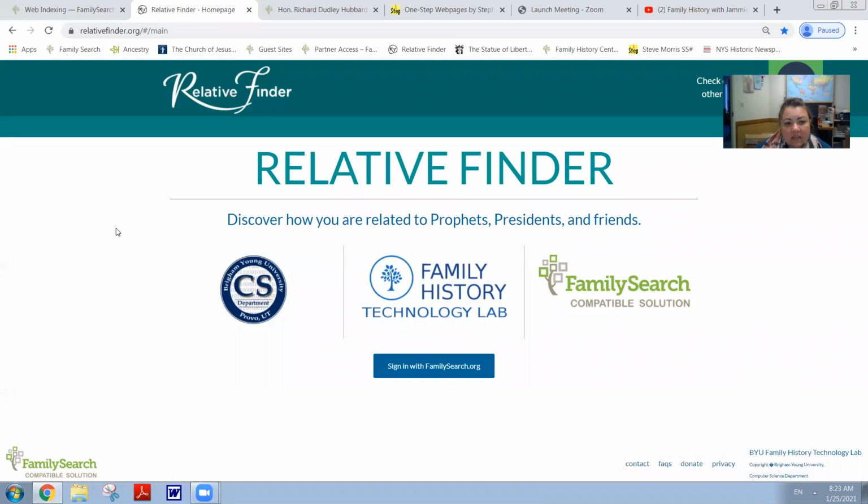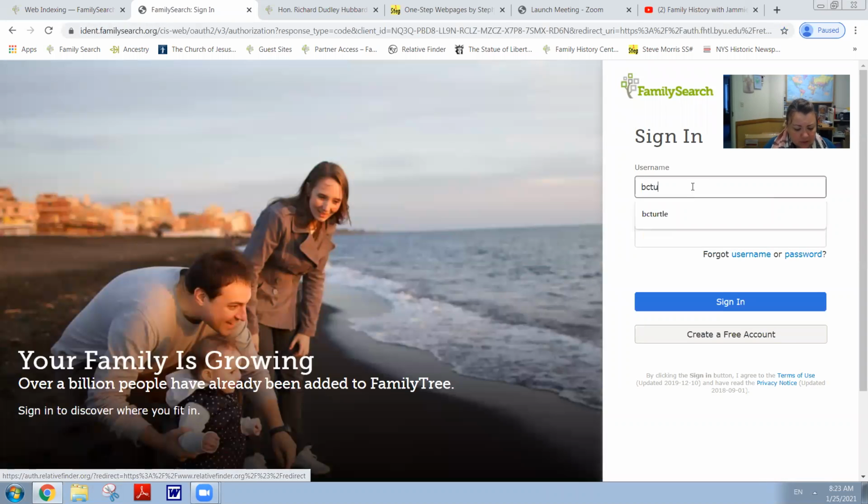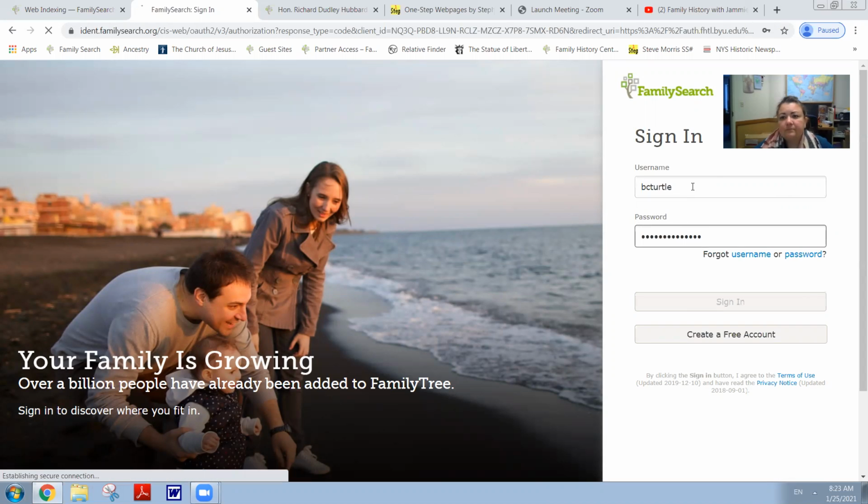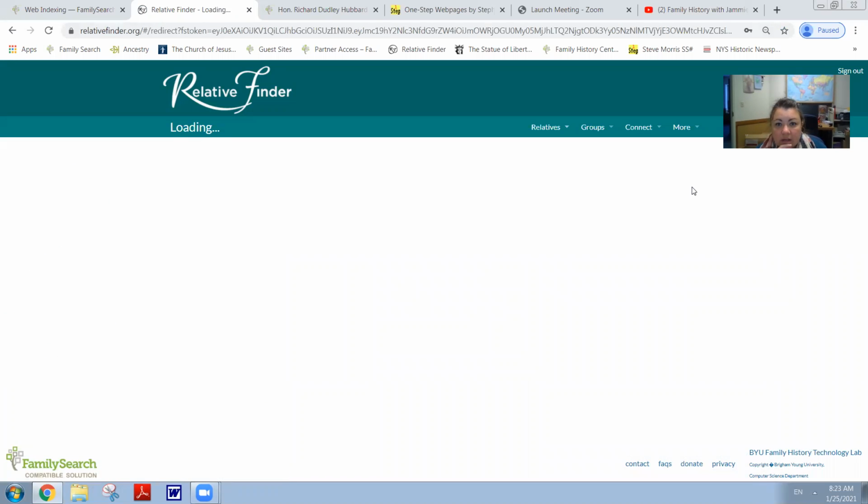Now, there are multiple things that you can do in this website, and I'll touch on them later on. But right now, I want to show you how to find other relatives that you may be related to and how you connect to them. So you sign in right here with familysearch.org, and you use your FamilySearch login. Once you're in, you have to have a decent amount of relatives already on your family tree in FamilySearch. If you don't, it'll tell you, and you should go back and work and get a few more.